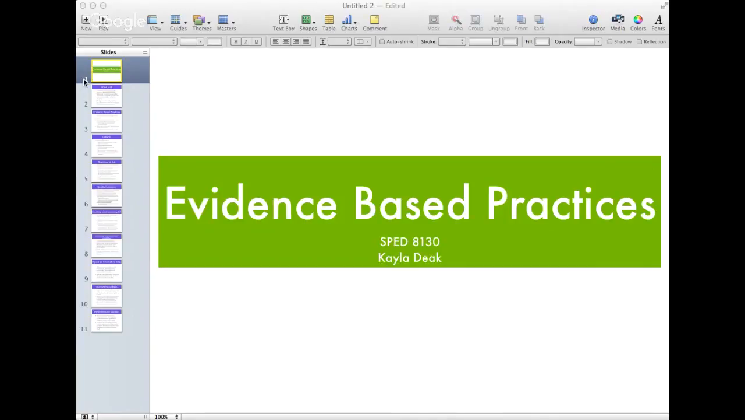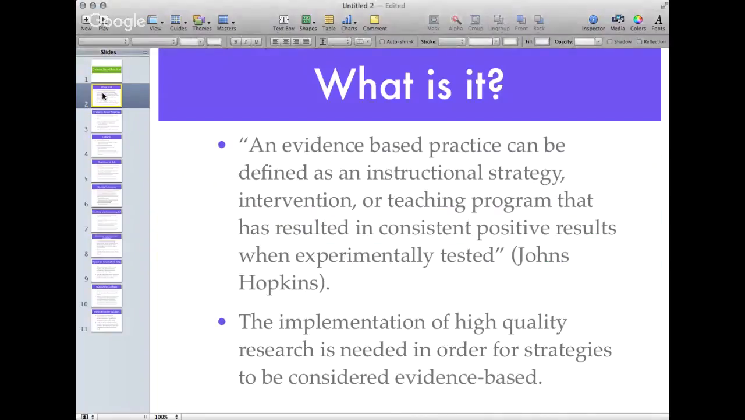Okay, this is my PowerPoint on evidence-based practices. What are evidence-based practices? An evidence-based practice can be defined as an instructional strategy, intervention, or teaching program that has resulted in consistent positive results when experimentally tested. The implementation of high-quality research is needed in order for strategies to be considered evidence-based.